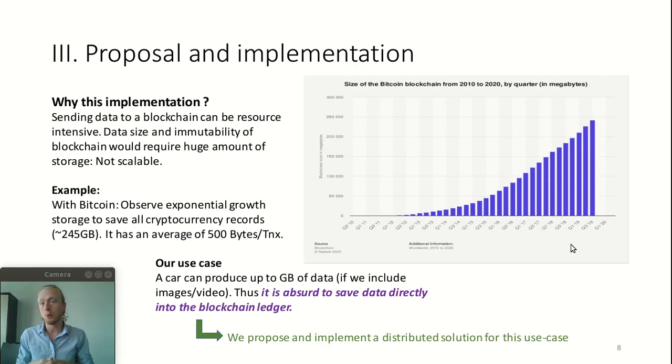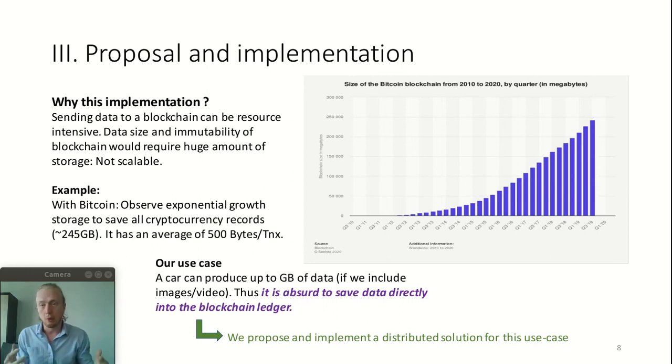So next is, why do we want to do this implementation? We know that blockchain is immutable. This means that every time we send a transaction, when it's added to a block, we won't be able to remove it. So it's an append-only database, meaning that if we send huge data to the blockchain, it will store a lot of data also.